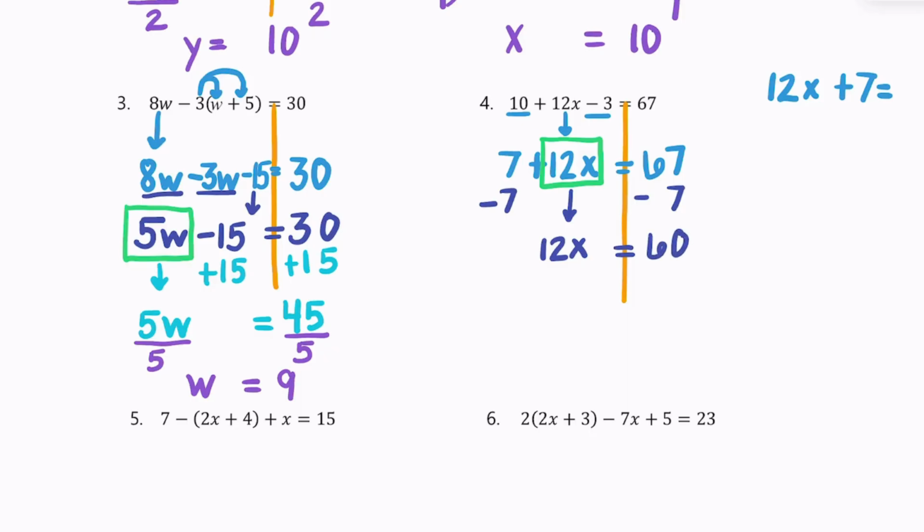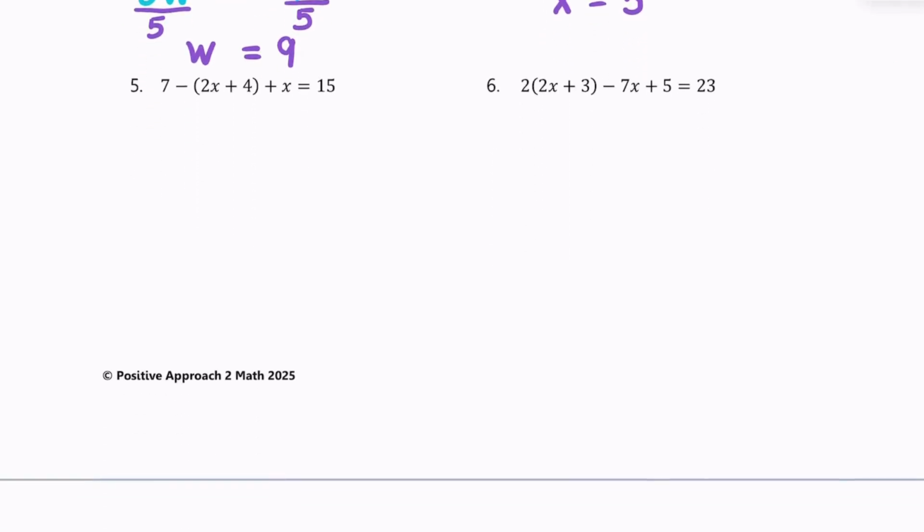And now that says 12 times x. So the opposite of multiplying by 12 would be to divide by 12. And since I'm trying to move that 12 over, I'm doing the opposite operation, right? And so I do that on both sides, and I get x equals 5. All right, last two. You're doing great.